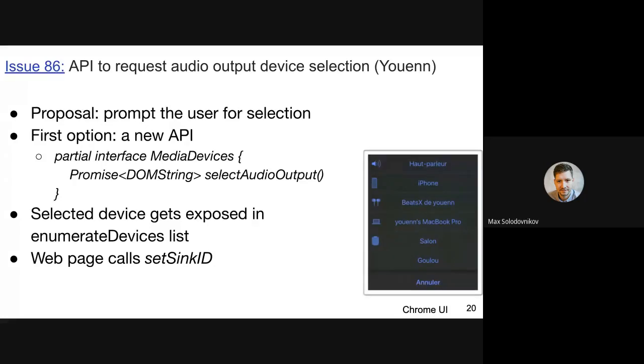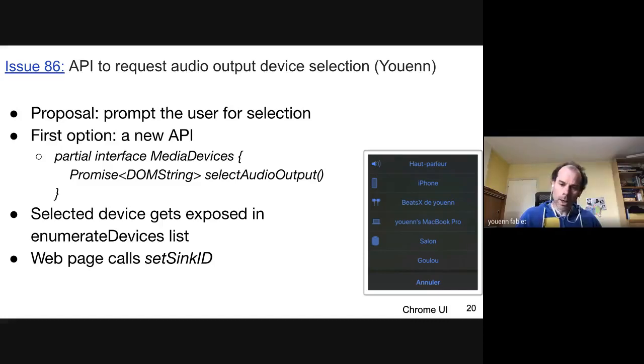For option one, how would device change work if the application wants to change rendering from speaker one to speaker two? So basically, it means that the user wants to select another device. So you call select audio output, then you will see the prompt with all the devices. Probably you will see the device being used, and you can select another one.